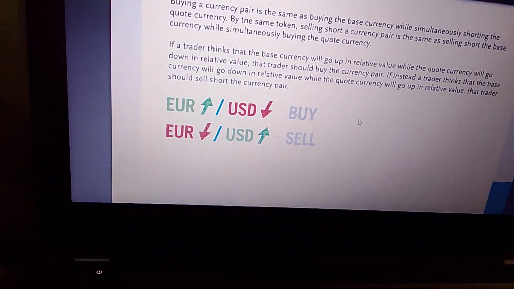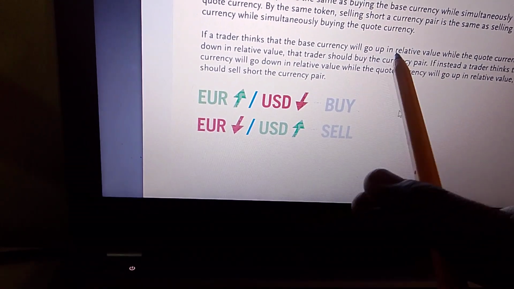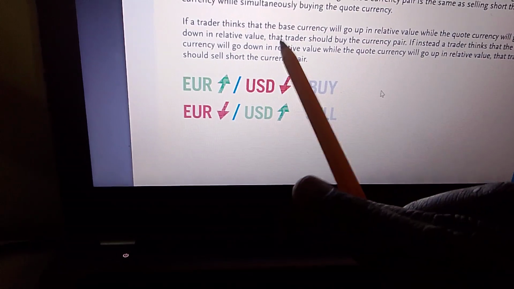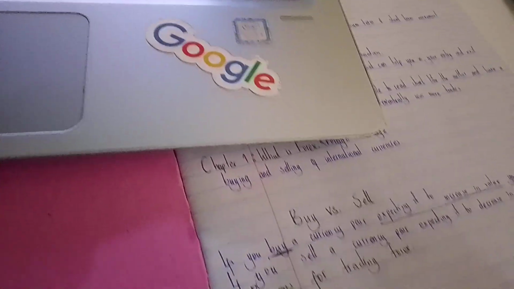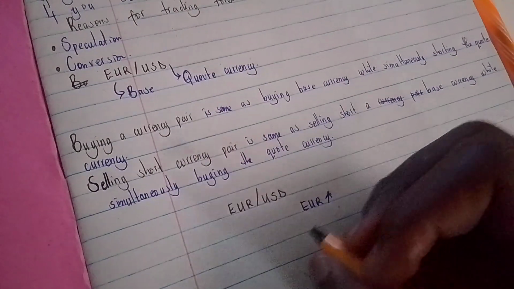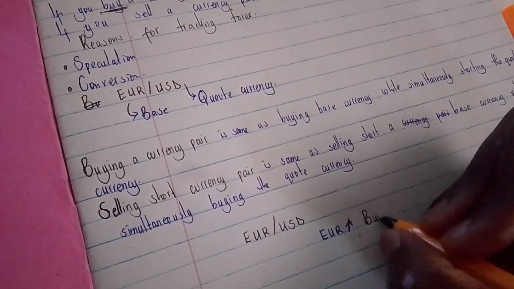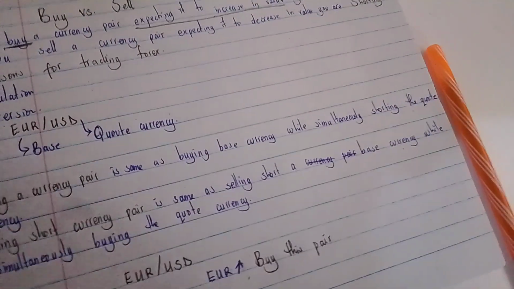If a trader thinks that the base currency, let's just consider the base currency only, will go up in relative value, that trader should buy the currency pair. So just like here, if you buy, you are expecting it to increase in value. So in this example of ours, in our euro USD, we are expecting the euro to go up. So it means that we will buy this pair.